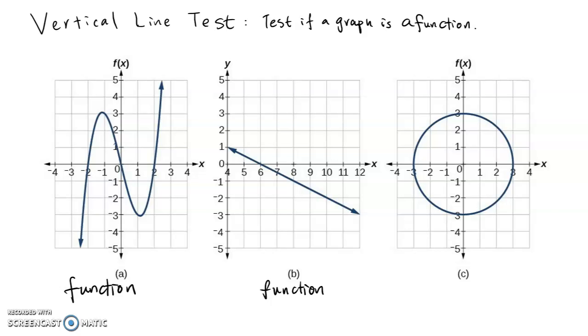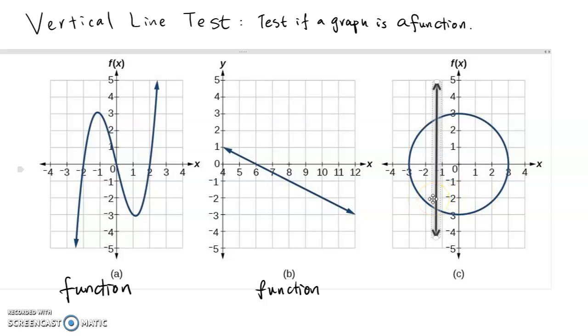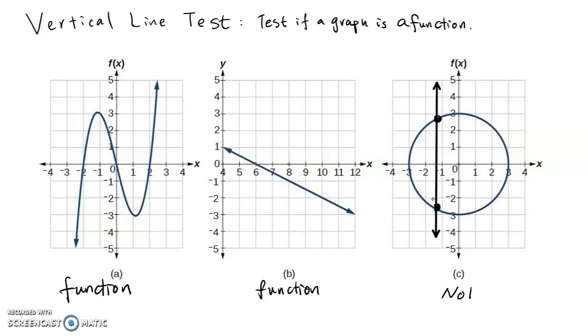And let's check graph C. Again, I'm getting my vertical line. And you can see, let's just take here for example, this vertical line is intersecting the graph at 2 points. And that makes it not a function, because it did not pass the vertical line test.